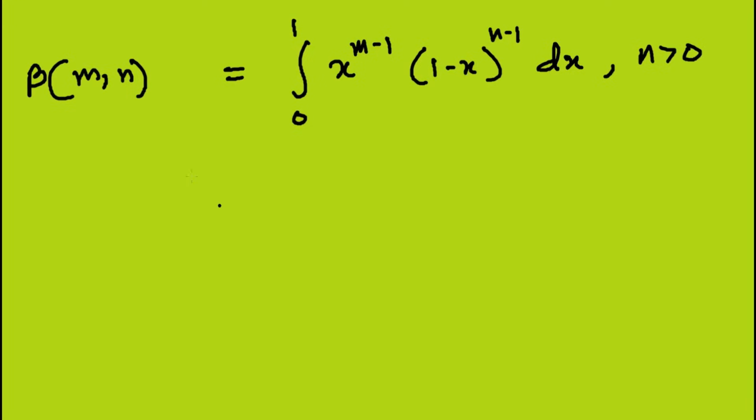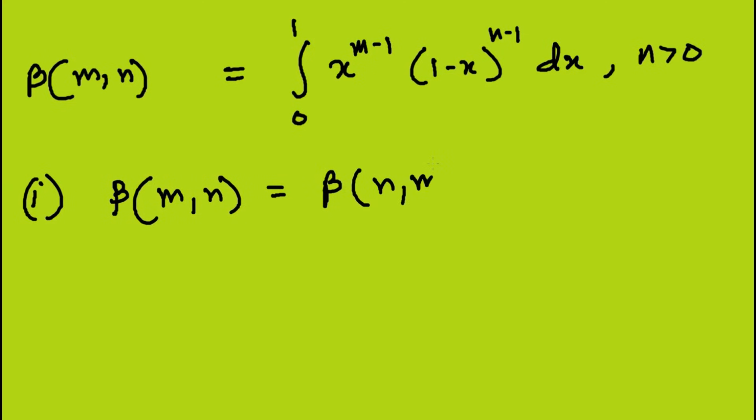So just like the gamma function, for the beta function also we have some important properties. We will not prove the properties, rather we will see them and use them to solve some problems. So the first important property is the symmetric property. Beta m comma n is equal to beta n comma m. This is known as the symmetric property.